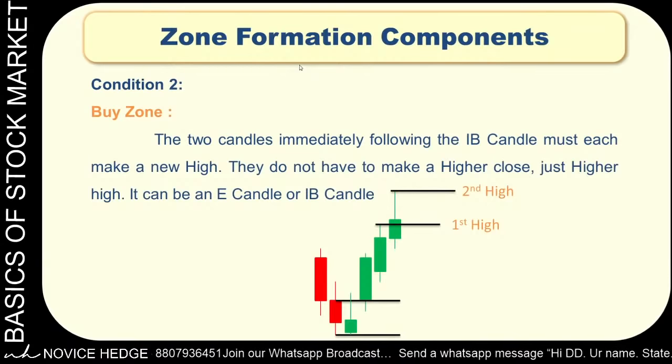Okay, so now in this case, if you see the buy zone formations, the two candles immediately following the IB candle, which just came out of the zone, should form new highs. So which is the candle? This green color candle is the IB candle which came out of the zone. The next two candles should form new highs. That is the very important thing we need to add as an add-on announcement.